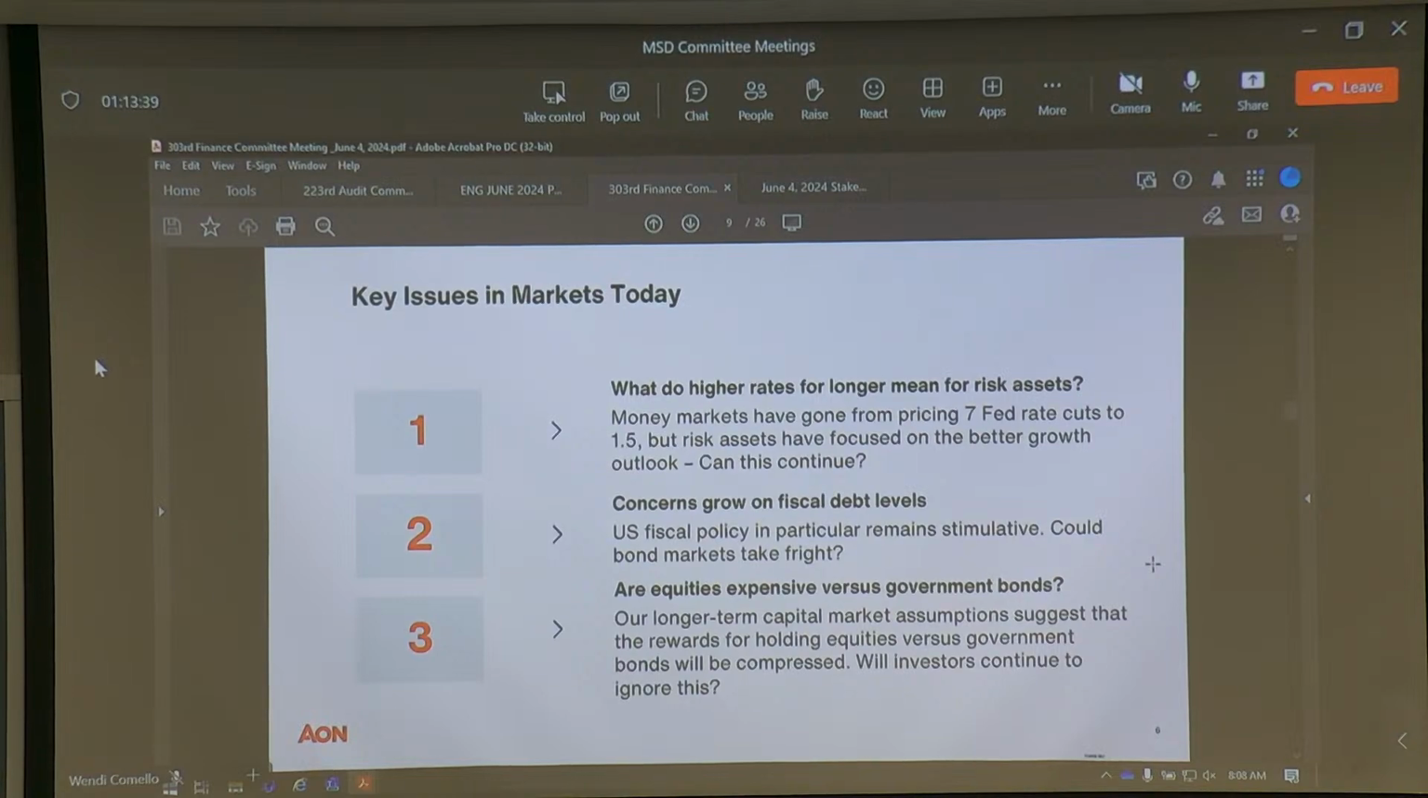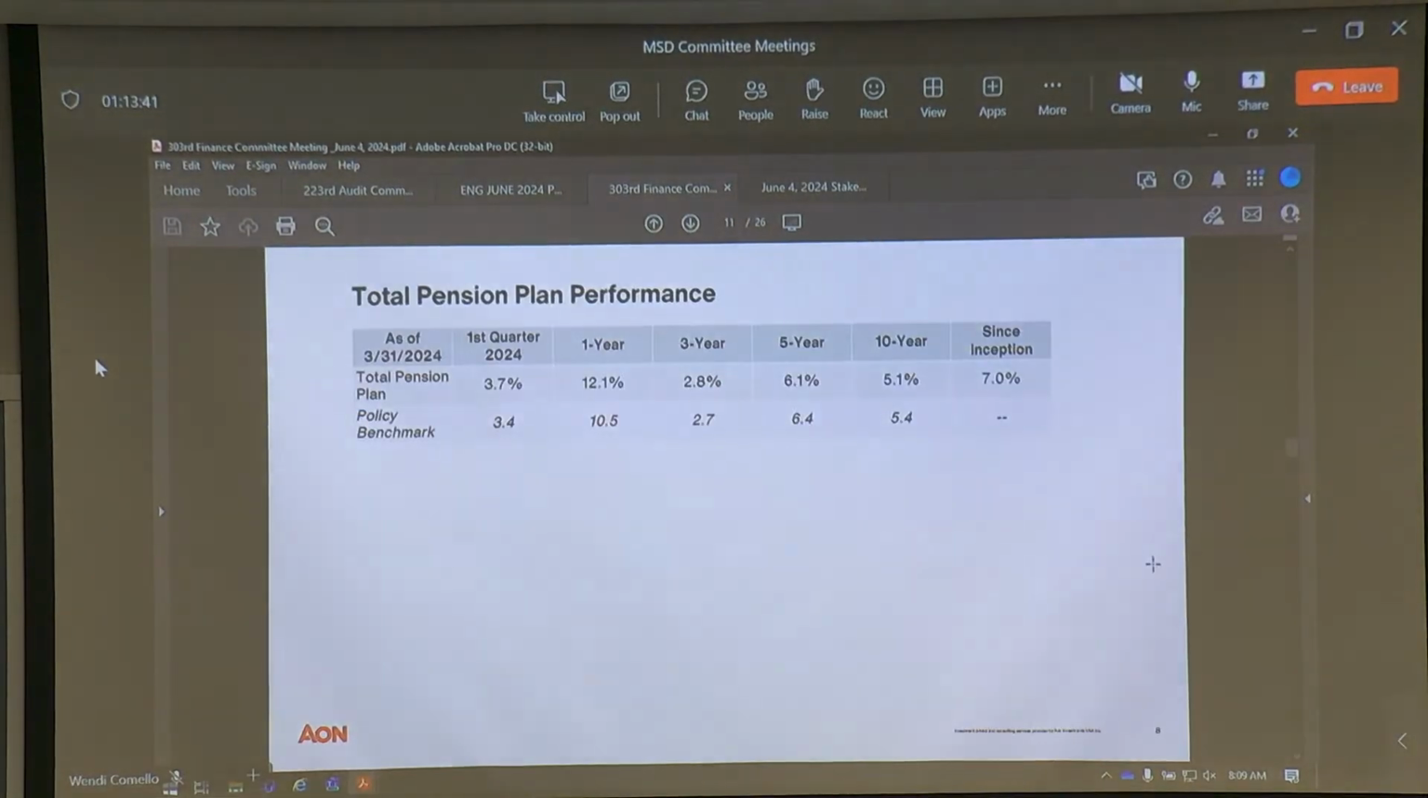Okay, I'm going to move ahead to page 8, and we'll look at the pension plan performance. We're looking at net of fee data here through 3/31, and the results are good. 3.7% net of fees for the first quarter. You did outpace the benchmark. That means that the active managers were able to add value, net of fees. And that one-year number is great: 12.1% net of fees, 160 basis points or 1.6 percentage points above the benchmark. So things have been pretty strong here of late.